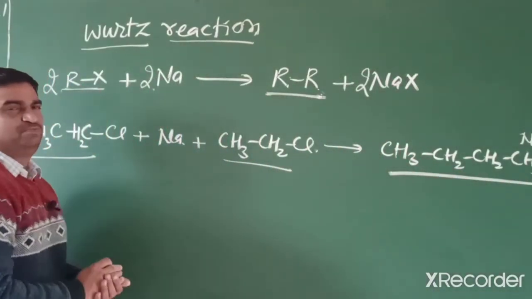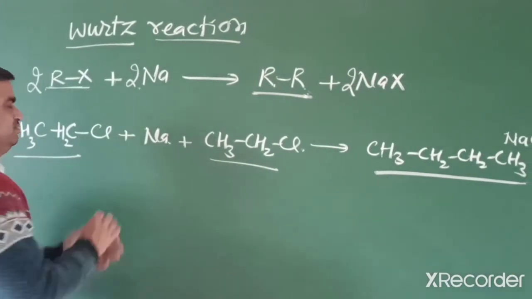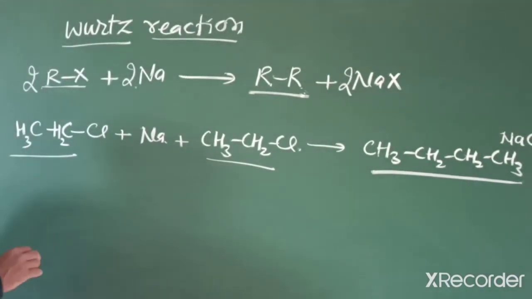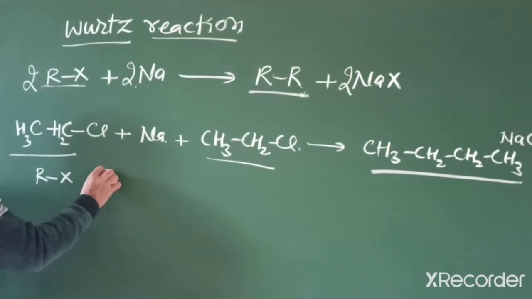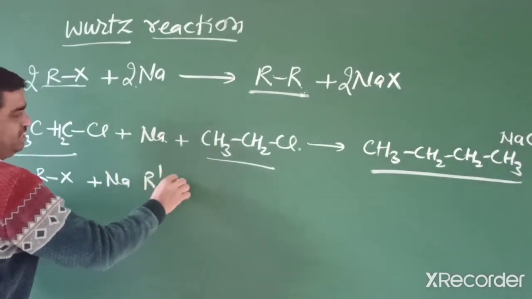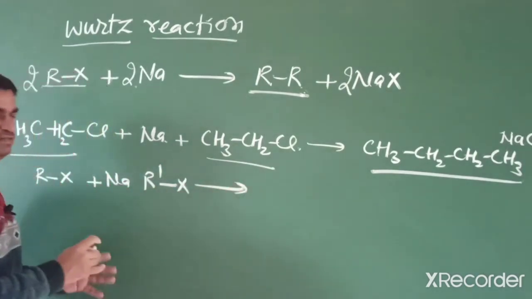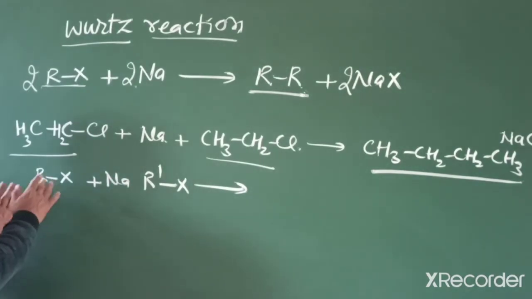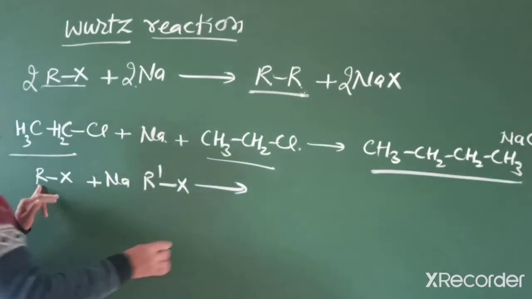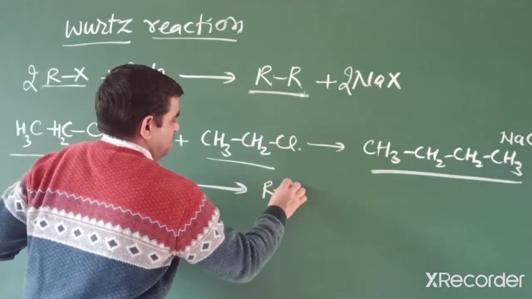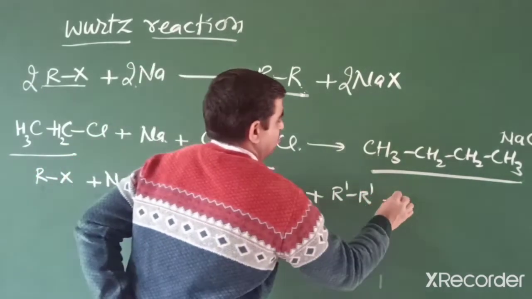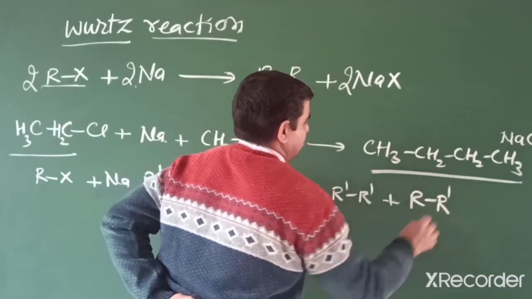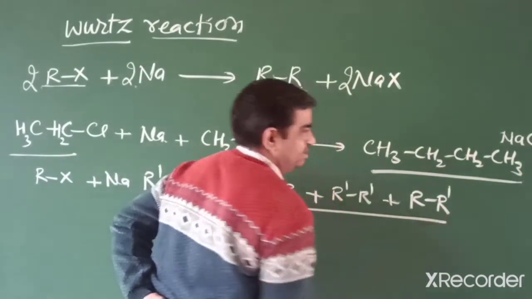But if you want to prepare an odd number alkane, for example propane, then for example RX with sodium gives R-X. If we want an odd number alkane, then we have to take different alkyl halides and we get a mixture of products, meaning 3 types of product: R-R, R'-R', or R-R'. We get 3 different types of product.